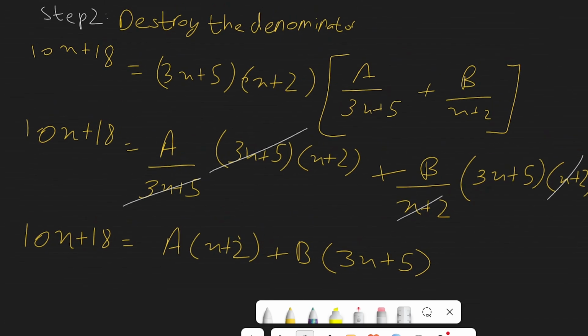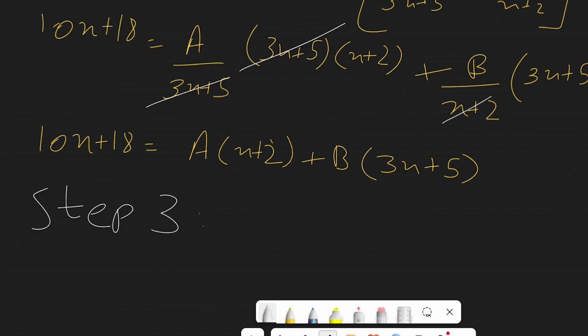Now we'll take the characteristic value and solve individually for a and b. Let me just write it over here. Take characteristic value. I know this might be an alien term for you, so let me just explain it to you in a moment. Characteristic value.